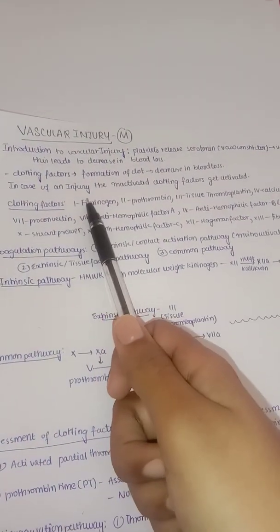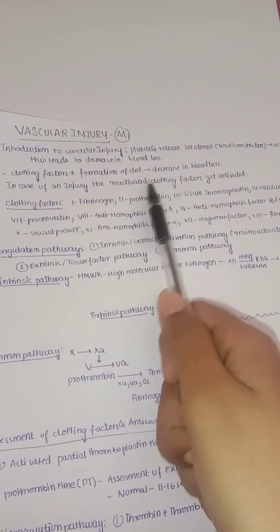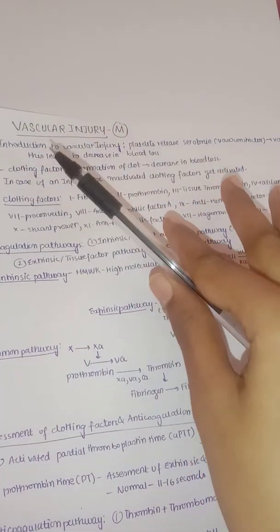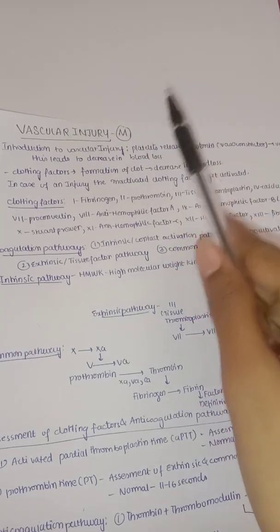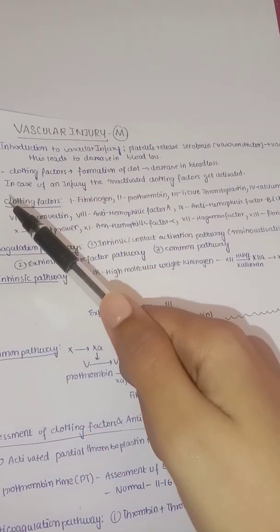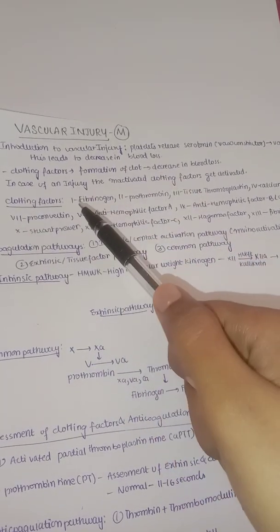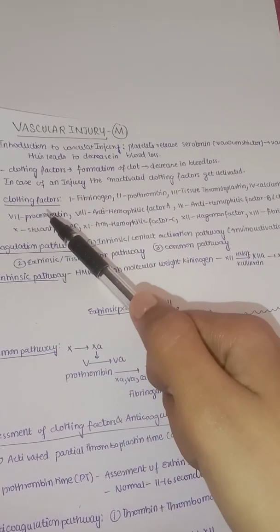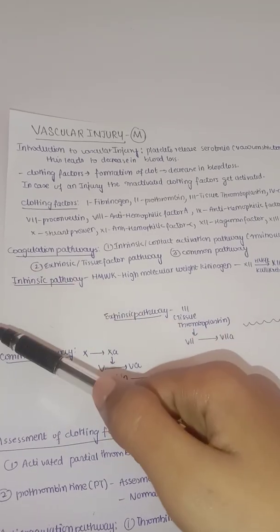In the case of any injury, the inactivated clotting factors get activated. In our normal blood, without any injury, there will always be inactivated clotting factors. But whenever there is injury, these inactivated clotting factors get activated by different mechanisms. So let us check out what those clotting factors are and what the coagulation pathways are.